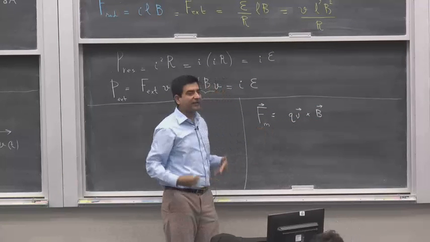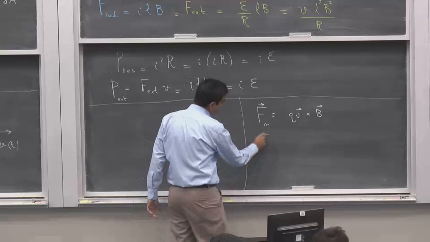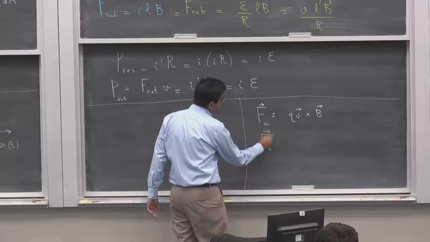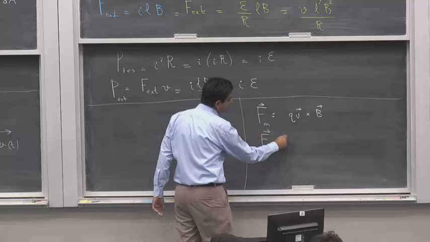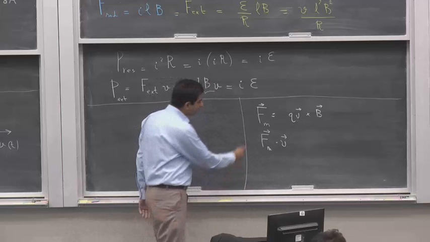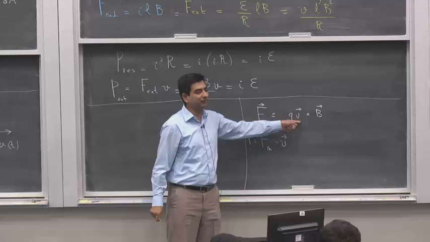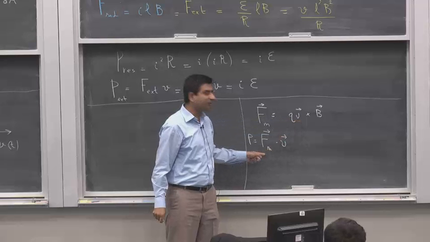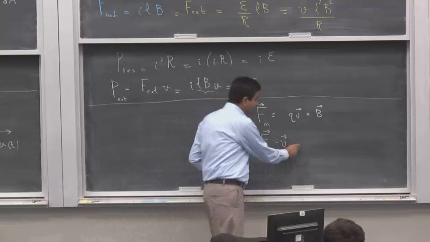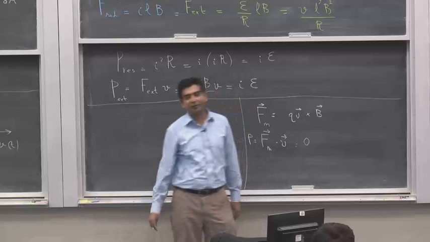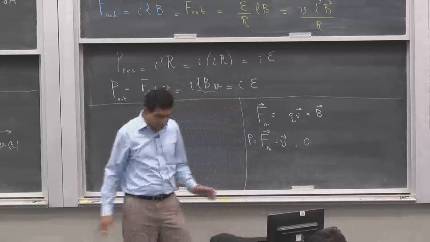The power delivered by the magnetic force is Fm dotted with V. This is the formula for power. Now since Fm is normal to V because of the cross product, the dot product of Fm with V is always 0. So the uniform magnetic field on its own can never do any magnetic work.